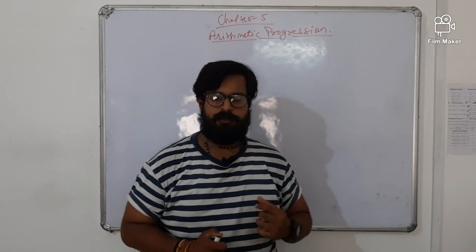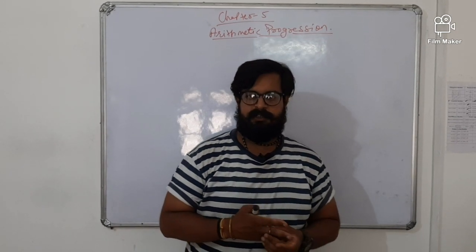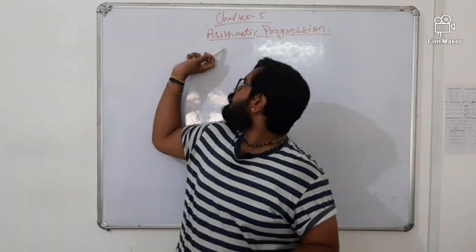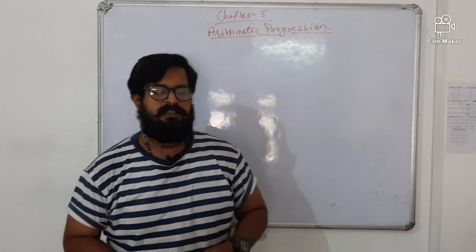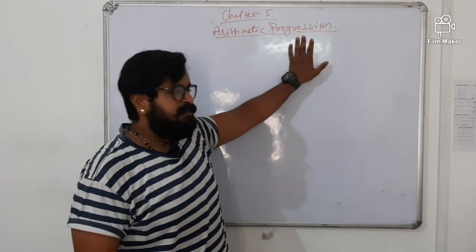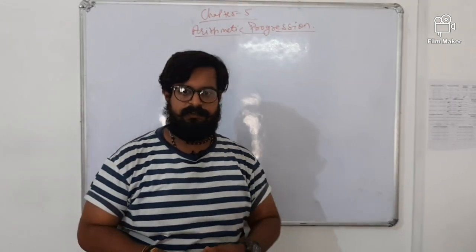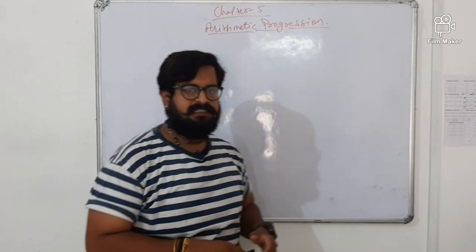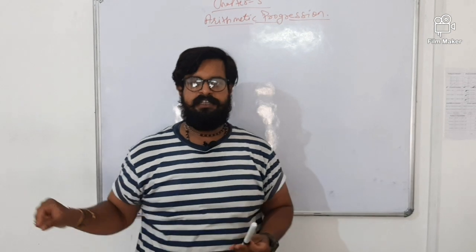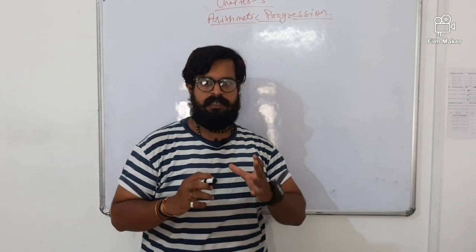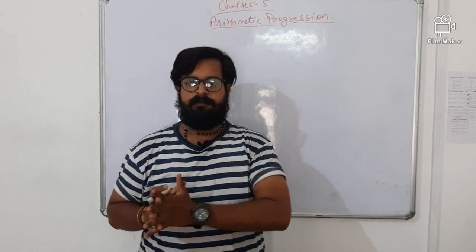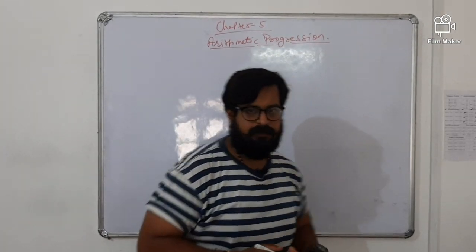Hello students, today we will start a new chapter, chapter number 5, and the name of the chapter is Arithmetic Progression. This chapter depends on series and sequence. Now what is a series? A series means numbers which are continuous, and a sequence means the numbers repeat in a particular pattern. Let's take an example.